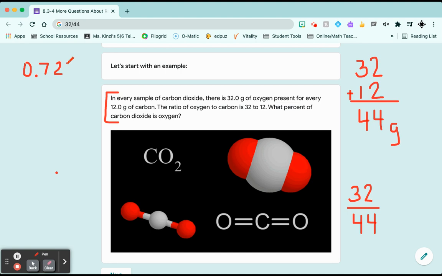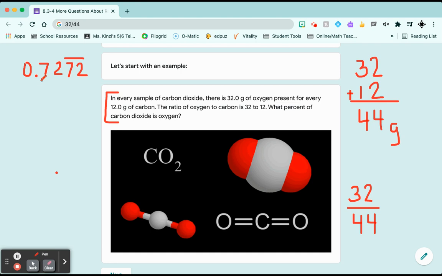Let's just take this moment to acknowledge that there's a repetend here, right? 72 keeps repeating. So if I drew a bar over this, other mathematicians would say, oh, 72 keeps repeating. Great. Now I have to convert this number to a percent.